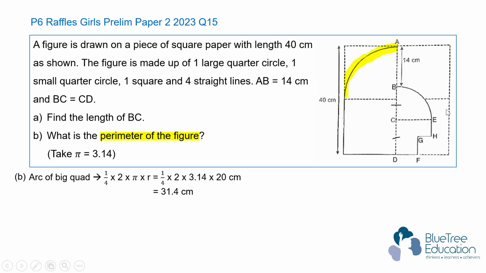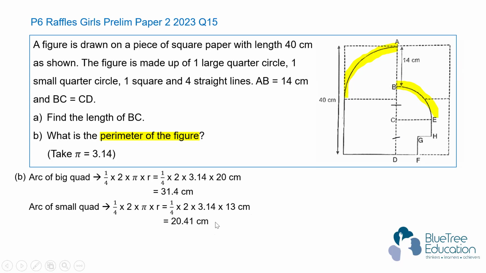Now we need to find the arc of the small quadrant. What is the radius? Radius is BC, and as we have calculated earlier in part A, BC is 13 cm. Hence, we just need to use the same formula and put in the numbers into our calculator. We'll get 20.14 cm.